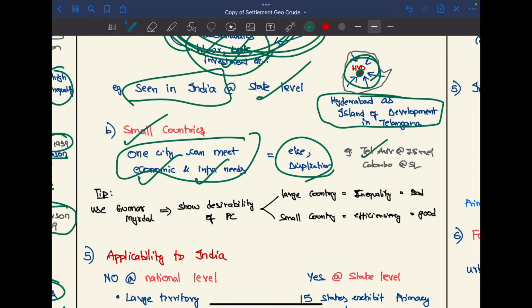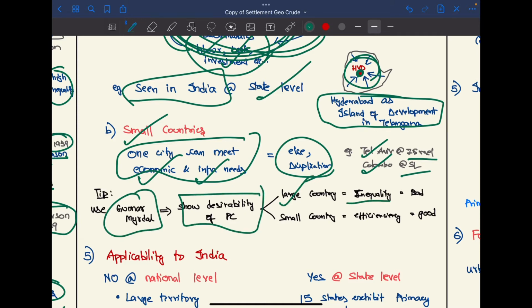For example, Tel Aviv in Israel and Colombo in Sri Lanka. We must use Gunnar Myrdal to show the disability of the primate city. For example, in a large country, a large city is a symbol of inequality, therefore it is bad, and in a small country, it is a symbol of efficiency, therefore it is good.